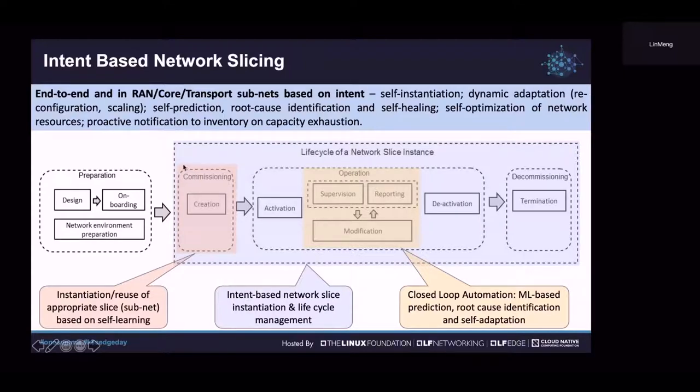If we map to the NSI lifecycle management, intent-based network slice instantiation and lifecycle management should be provided. For example, in the commissioning phase, the instantiation or reuse of an appropriate slice could be based on self-learning, and the closed-loop automation should have advanced capabilities such as machine learning-based prediction, root cause identification, and self-adaptation.